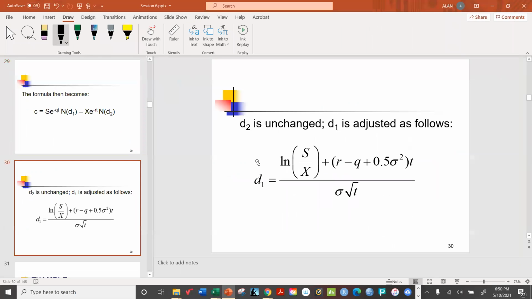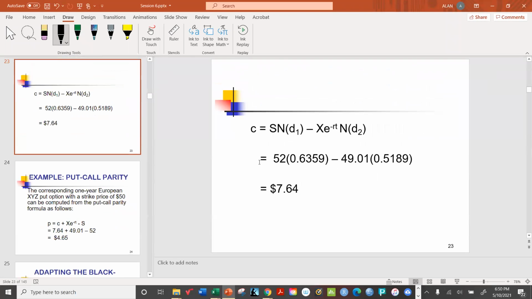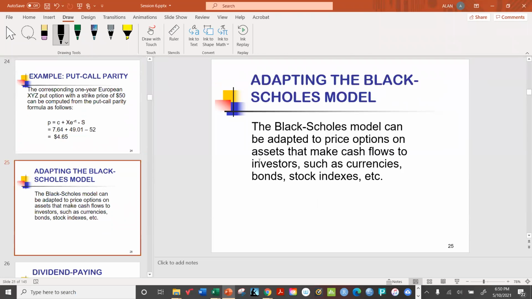Now, what about the case where, and this is Merton's contribution, by the way, what if we want to price an option written on an asset that actually does provide cash flows to the owner? In other words, dividend-paying stocks, currencies, bonds, stock indexes, you name it. If there's any cash flows involved, the Black-Scholes model, the way it's written, doesn't work. But the adaptation proved to be surprisingly simple. And again, it's Merton that we have to thank for this.